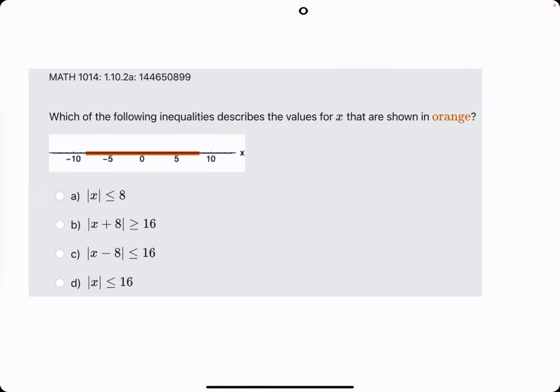So when we look here, we have -8, and then I think that's just +8. And so our center in this case is, fortunately, just 0. So our center is 0, which means we should see x minus 0 inside the absolute value bars. We definitely know it's not B or C, right? And naturally, x minus 0 is just x. So we have the absolute value of x.